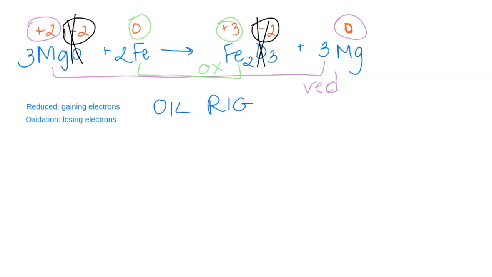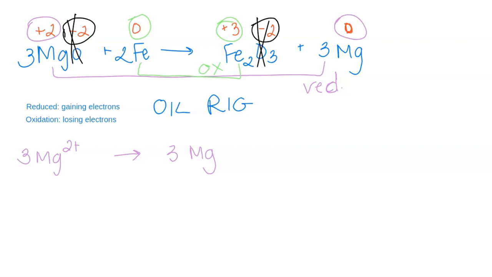So for reduction, again, we're ignoring the oxygens. So I'm starting with 3 magnesium ions, and I'm going to be making 3 magnesium solids. Now, when we're balancing any kind of redox reaction, we not only have to be balanced based on the amount of each substance, but we have to be charge balanced as well.